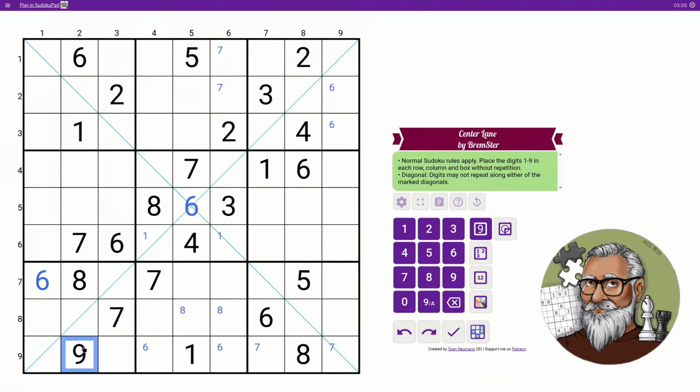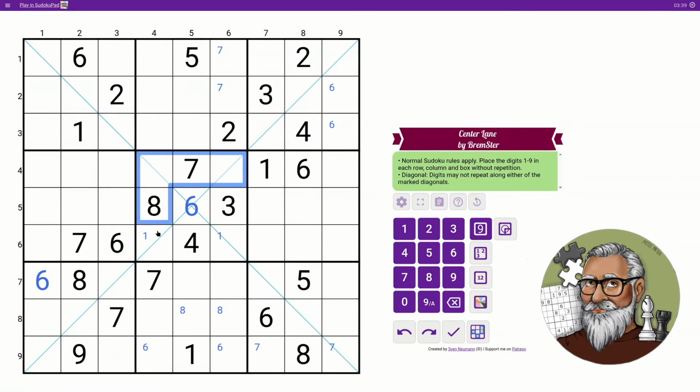What about 9? There's only one 9, so okay. I do have to look at other things, it seems. Center lane. That's interesting. Center lane.